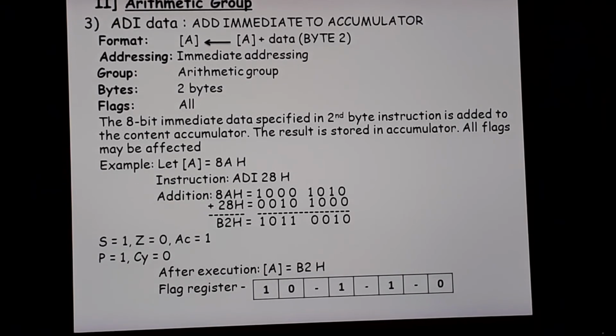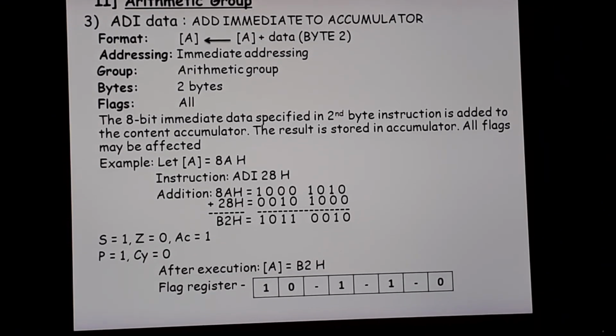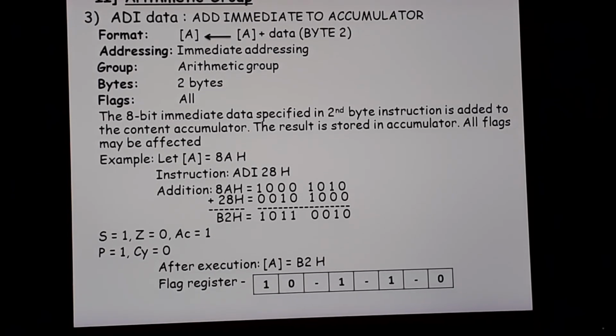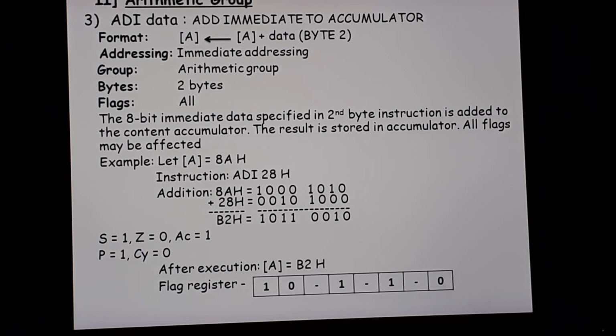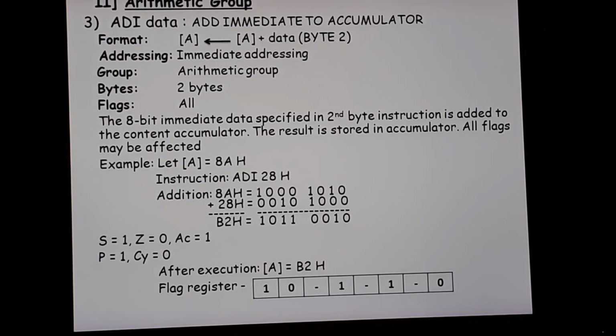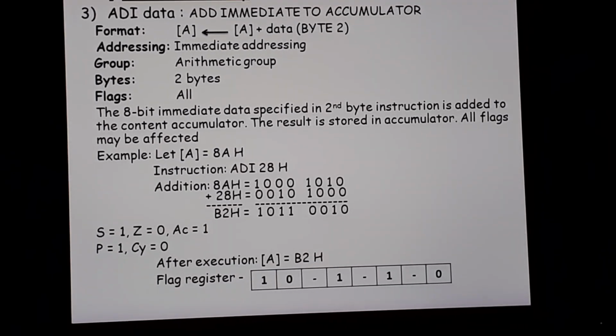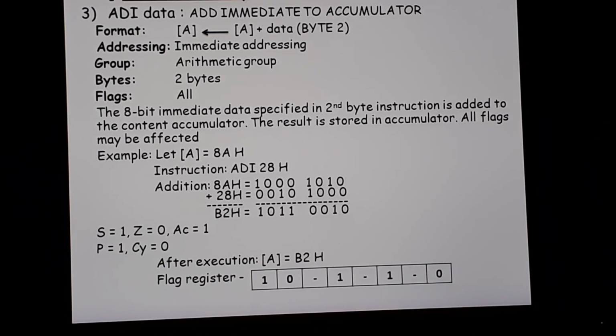So after executing this instruction, that is after the addition of these two binary numbers, we got the answer B2H, which got stored in the accumulator. So after execution, A is equal to B2H. Before execution, A was 8AH. Now the flag register. See here, A is B2H, and from the flag bits that I got in the answer, the flag register that you show in the box is from that answer itself.